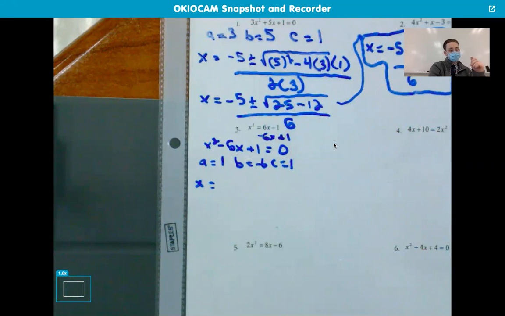Hey, this is Stackhouse. I have a question. What's up? So for the b, it says -6, but for the equation, it already says negative b. So would I just become a positive or no? Yeah, it becomes a positive 6.